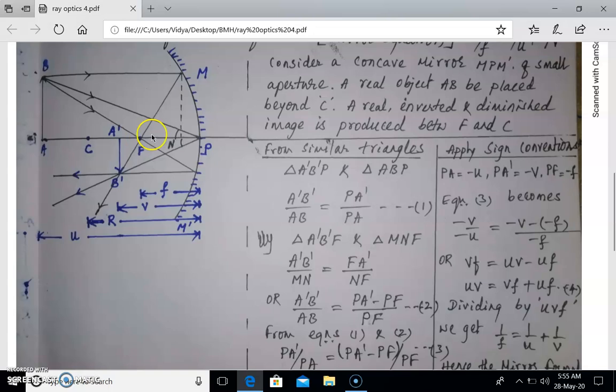Similarly, considering the similar triangles, triangle A dash B dash F and triangle MNF. Here MN is the perpendicular drawn to the principal axis from point of incidence M. Aperture being small here, N lies very close to P. Distances measured from N are nearly equal to the distances measured from P. So according to sign convention, all distances are to be measured from pole.